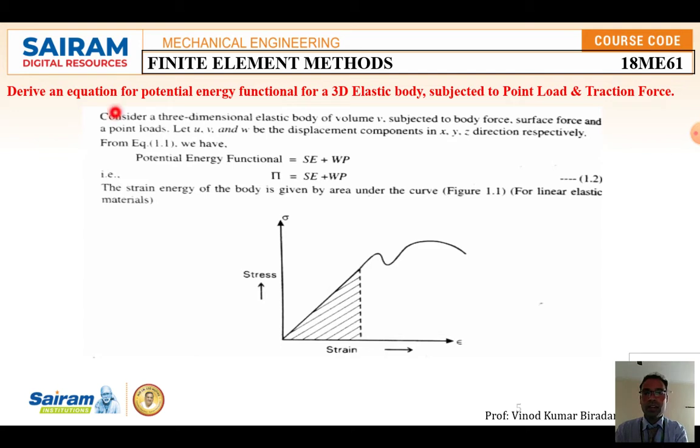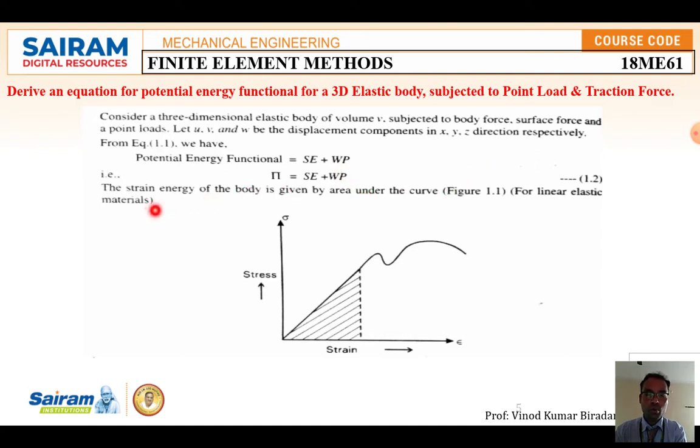Here, consider a 3-dimensional elastic body of volume V subjected to a body force, surface force, and point load. These three forces are acting on that particular body. Let u, v, and w be the displacement components in the x, y, and z directions. We know the potential energy function is equal to strain energy plus work potential. Give this equation number 1.